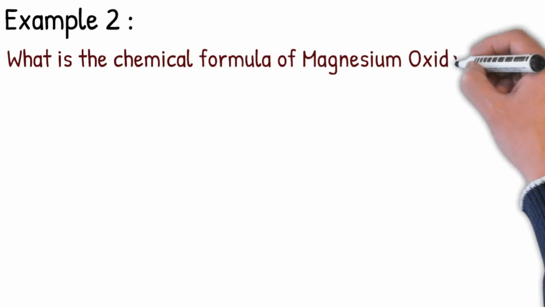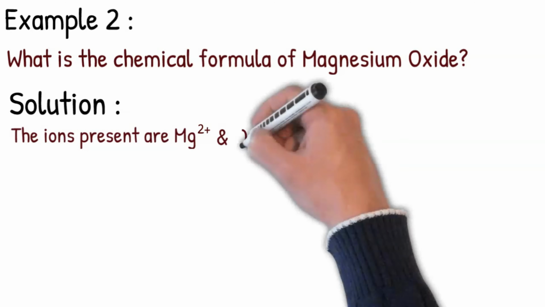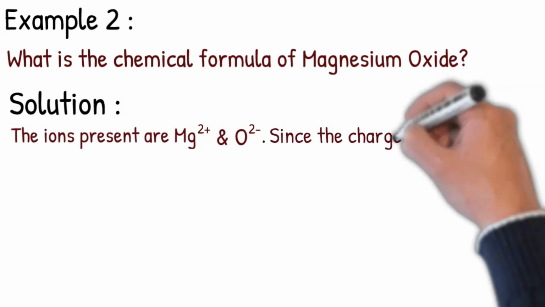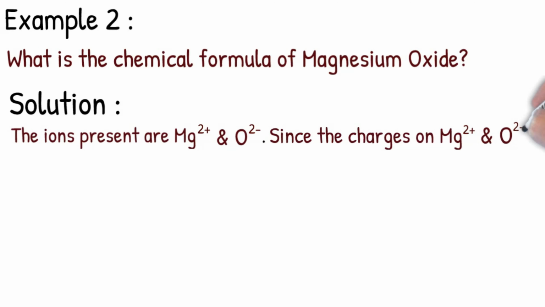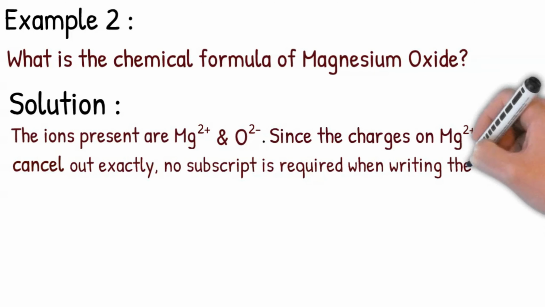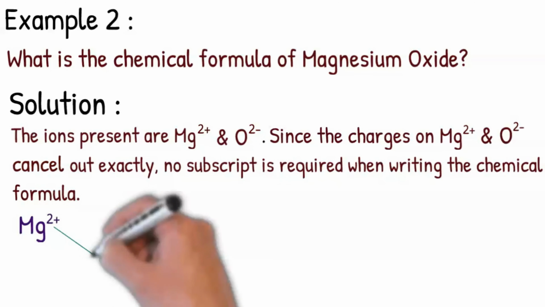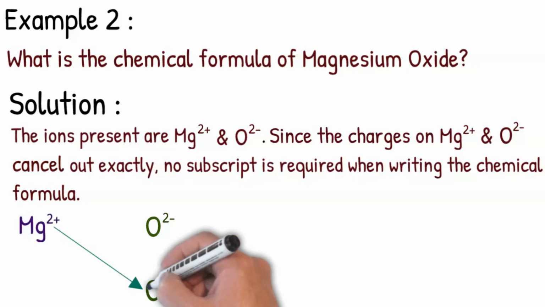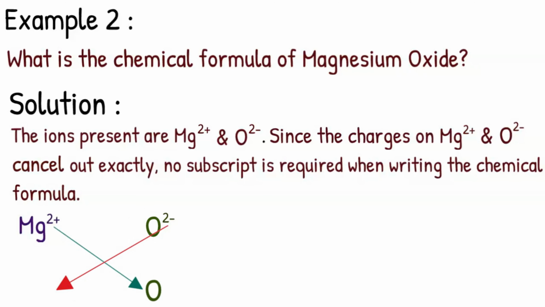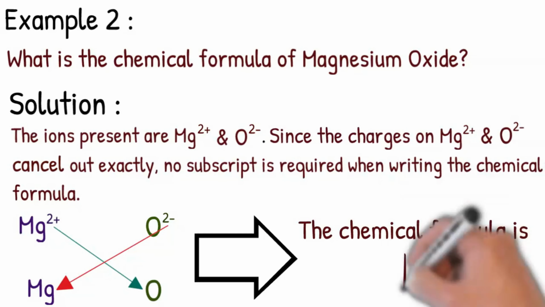What is the chemical formula of magnesium oxide? The ions present are Mg2+ and O2-. Since the charges on Mg2+ and O2- cancel out exactly, no subscript is required when writing the chemical formula. When the values 2 and 2 move down diagonally, they cancel out each other. The chemical formula is MgO.